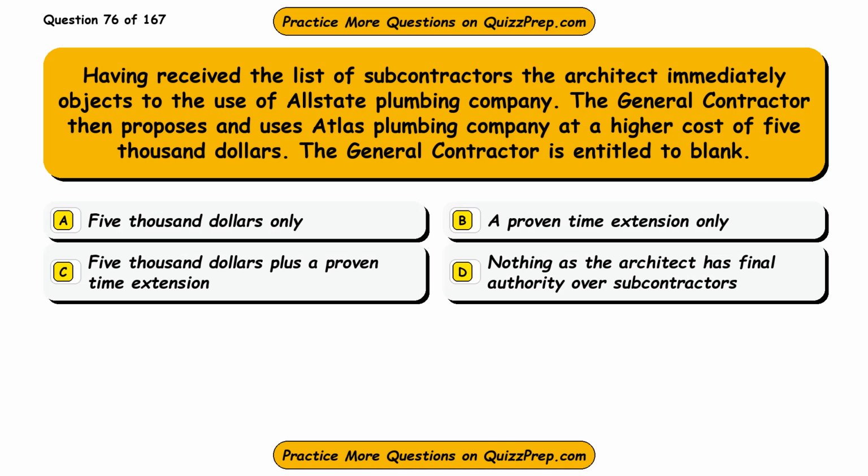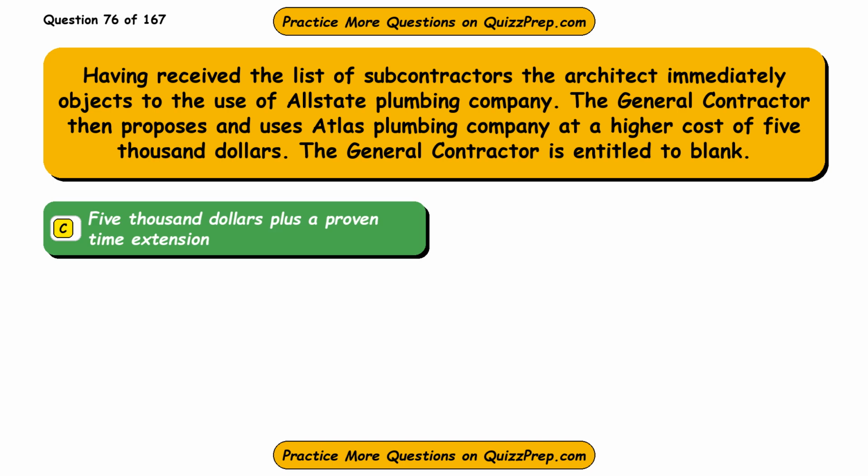Question 76. Having received the list of subcontractors, the architect immediately objects to the use of Allstate Plumbing Company. The general contractor then proposes and uses Atlas Plumbing Company at a higher cost of $5,000. The general contractor is entitled to blank. Option A, $5,000 only. Option B, a proven time extension only. Option C, $5,000 plus a proven time extension. Option D, nothing, as the architect has final authority over subcontractors. The correct answer is option C, $5,000 plus a proven time extension.